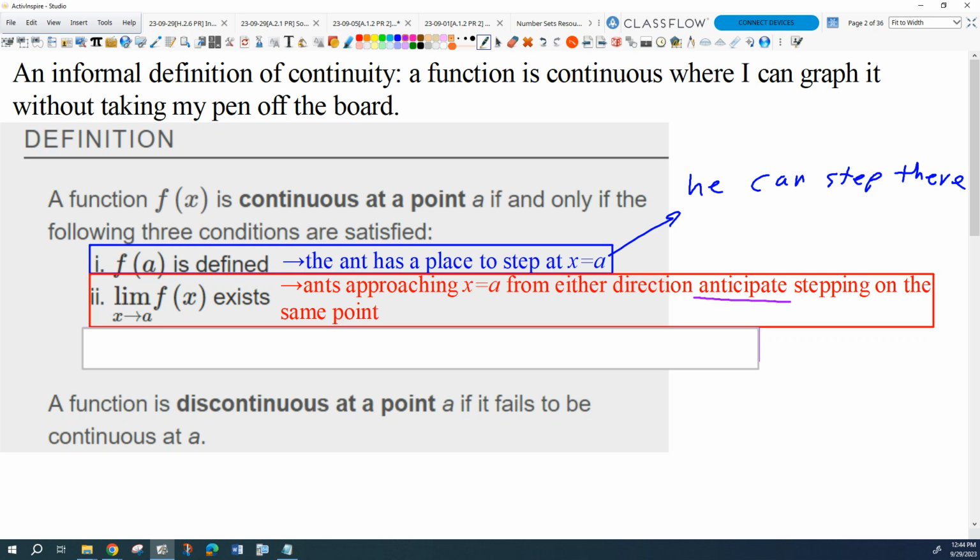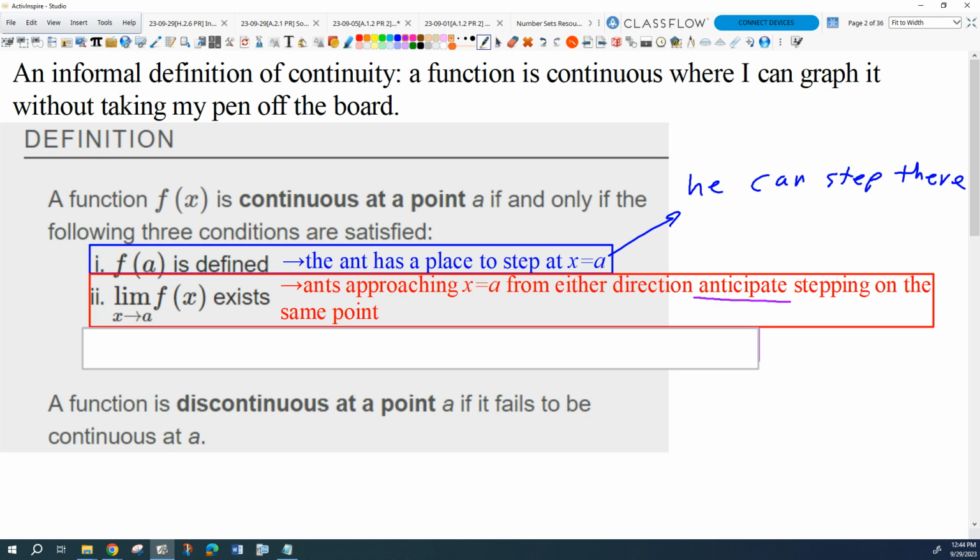What do you think the final criterion is going to be? The function has to exist at A. The limit has to exist at A. What's the last piece of this puzzle that probably has to happen? What probably has to be true about the places that the ants anticipate stepping if the function's going to be continuous? It's got to be there. Okay, true. But what do you mean by that?